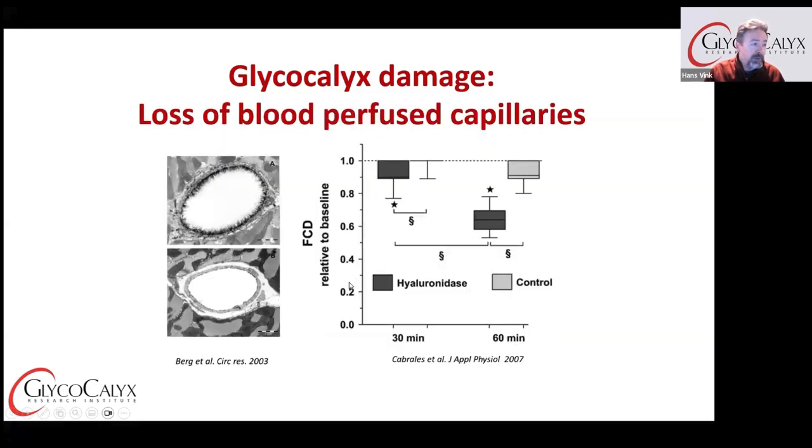In this experiment, Cabrales et al. measured the functional capillary density, so how many capillaries are perfused by blood. You see even within half an hour, if you systemically disrupt glycocalyx, they lose about 40 to 50% of their blood perfused capillaries. So a lot of the microvasculature shuts down as soon as you systemically disrupt glycocalyx, like you could do for a systemic infection with endotoxin, for instance. So yeah, you lose a lot of your microvasculature.